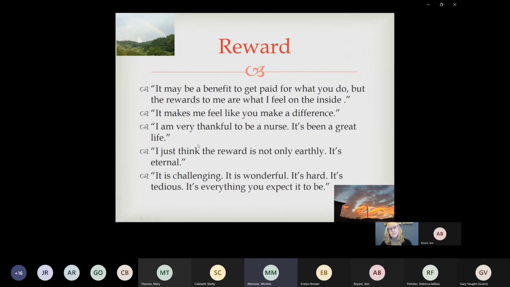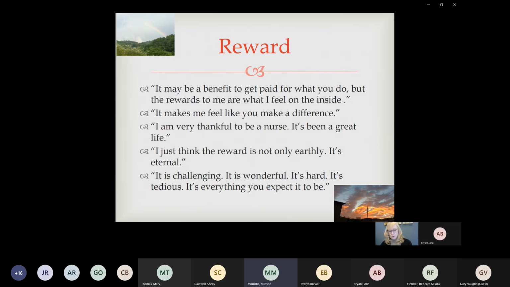And the other thing that I found was reward. Reward was a positive personal perception of self-worth and value coming from being a nurse. In other words, how they made meaning of what they do and how they felt about being a professional nurse. One said, it may be a benefit to get paid for what you do, but the reward to me is what I feel on the inside. I go home satisfied at the end of my day. It makes me feel good. It makes me feel like I made a difference. I'm very thankful to be a nurse. It's been a great life.